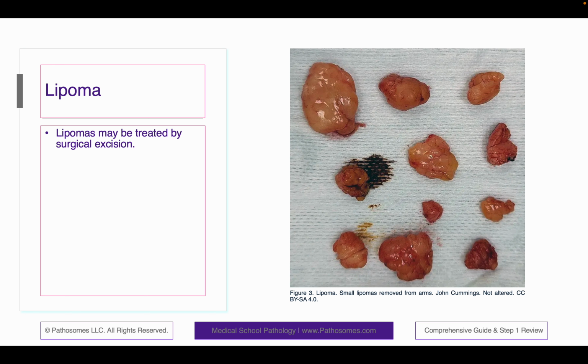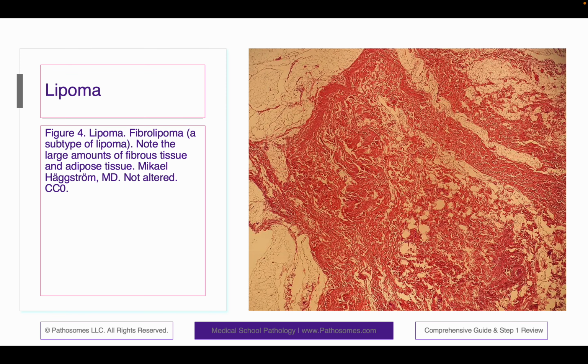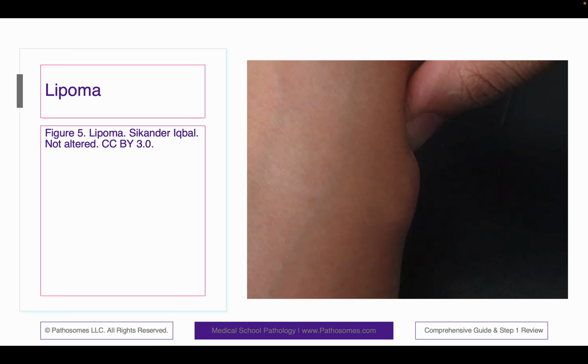Definitive diagnosis of lipoma is made by pathology, showing a well-circumscribed mass composed of benign adipocytes. To the right here, we see large amounts of fibrous tissue associated with adipose tissue. This is a fibrolipoma, which is a subtype of lipoma. And here we have a physical exam finding in which you should have lipoma on your differential.